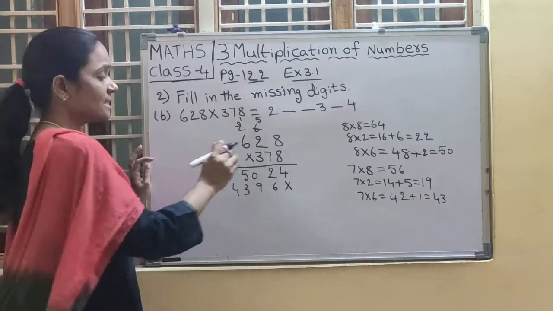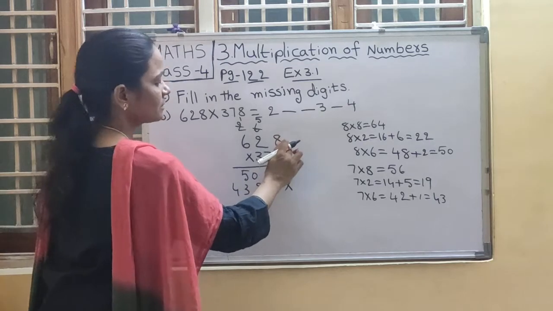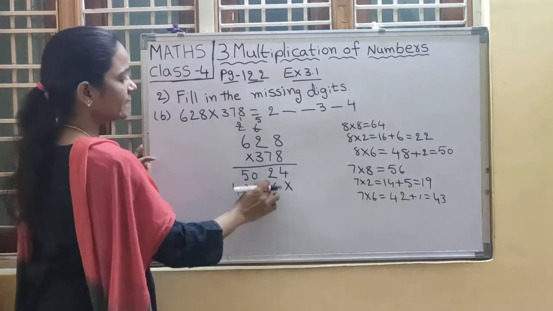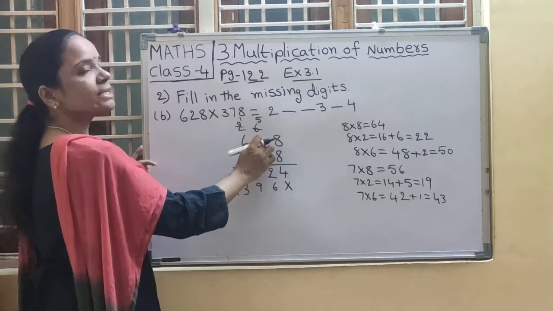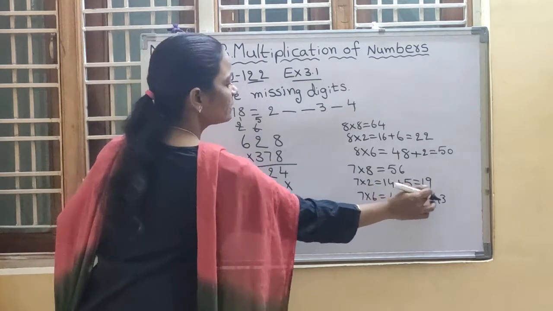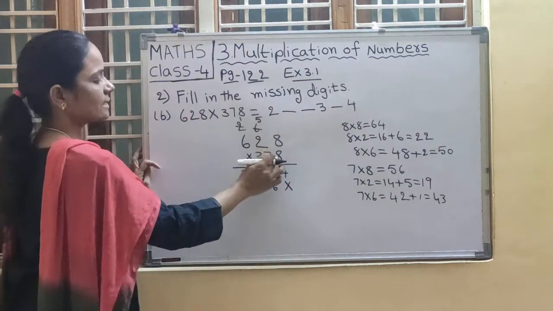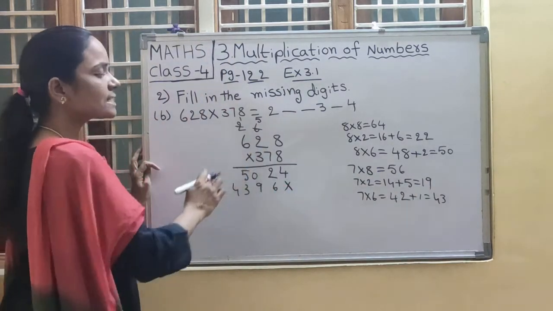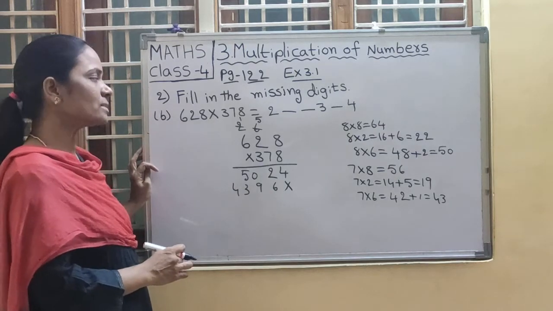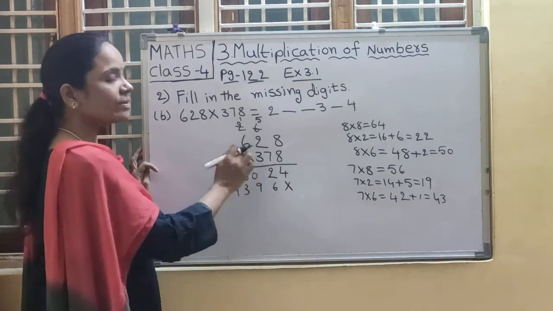Shall we check again? 7 8s are 56. 6 right here, 5 is the carry. 7 2s are 14. 14 plus 5, 19. 9 right here, 1 is the carry. 7 6 are 42. 42 plus 1, how much? 43. Now do with 3.